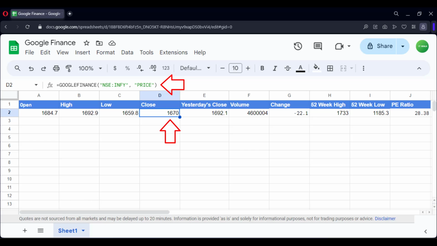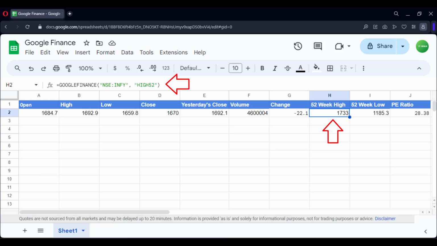The word used here is price. This is the formula to get yesterday's close value of the stock. The word used here is close yest. This is the formula to get the volume of the stock. This is the formula to get the change in the value of the stock.